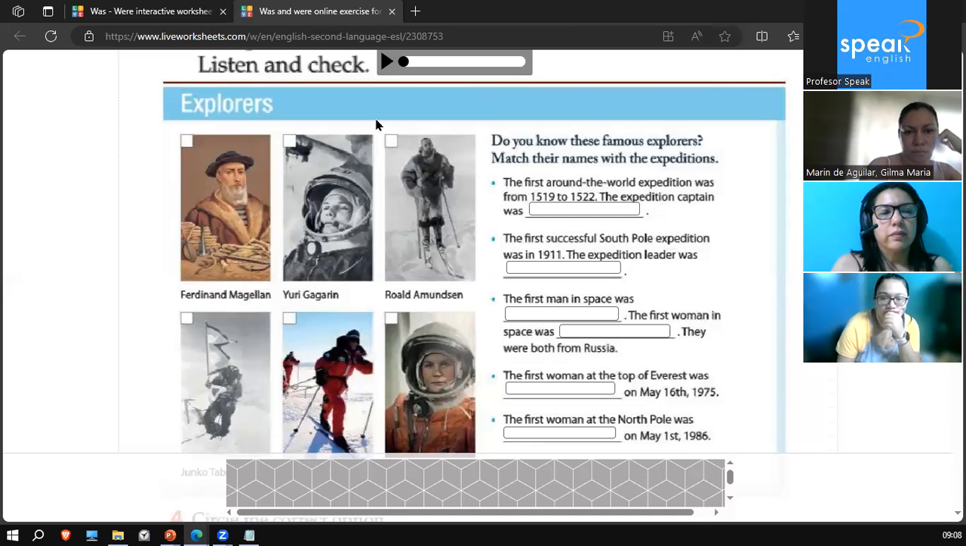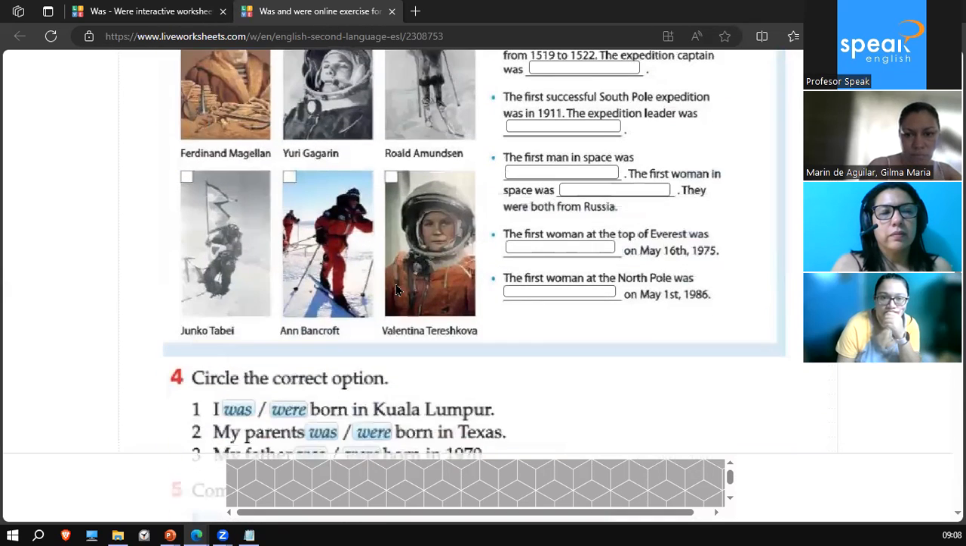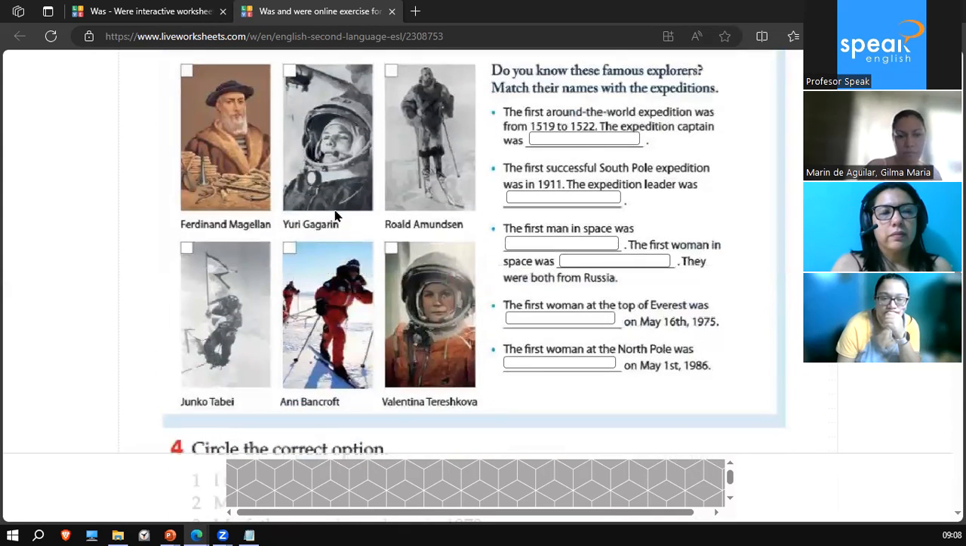Escuchen primero, ¿verdad? Tenemos ahí a Ferdinand Magellan, Yuri, I don't know how to pronounce this last name. Parece ruso, Gagarin, Roald Amundsen, Junko, I don't know how to pronounce that, right? And we have several explorers. And here we have some sentences.